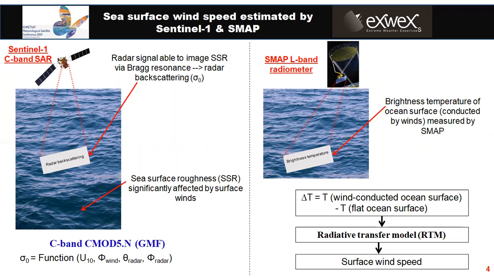And now on the right, the L-band SMAP radiometer instrument will measure the brightness temperature of the ocean surface, also impacted by wind. The obtained data are used to calculate the difference between the brightness temperature of the ocean surface and that of a flat ocean surface. The latter is not impacted by wind. Then the difference in brightness temperature is applied to the radiative transfer model to estimate surface wind speed. The details of the 2 models can be found in the references of our paper.